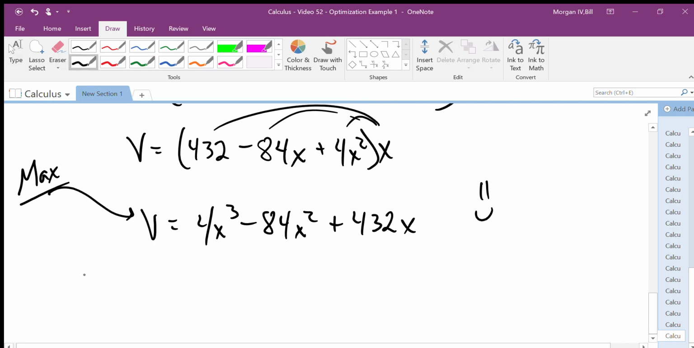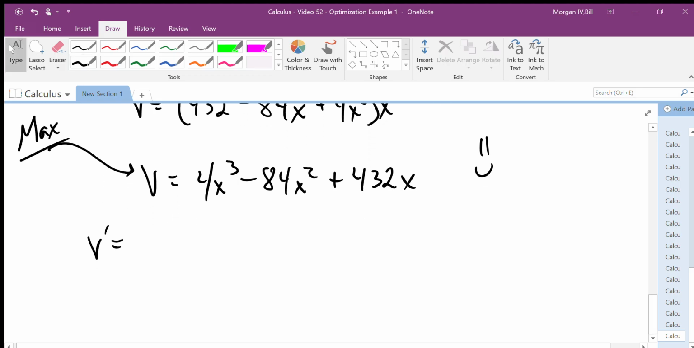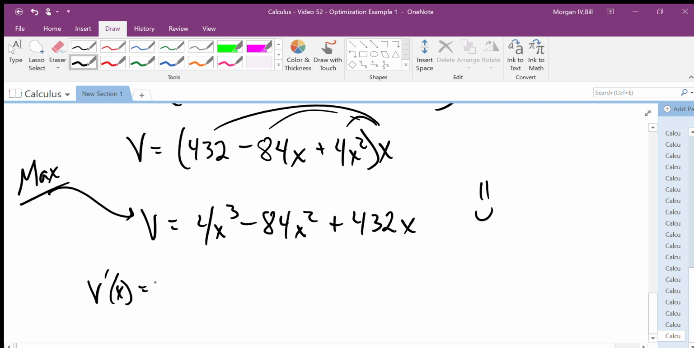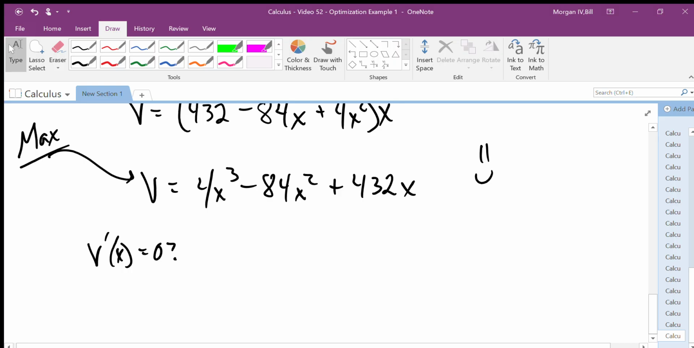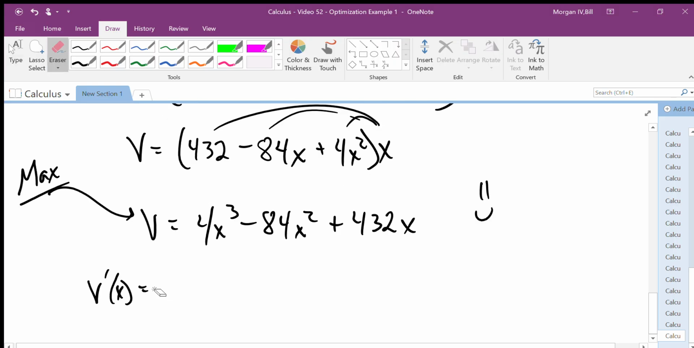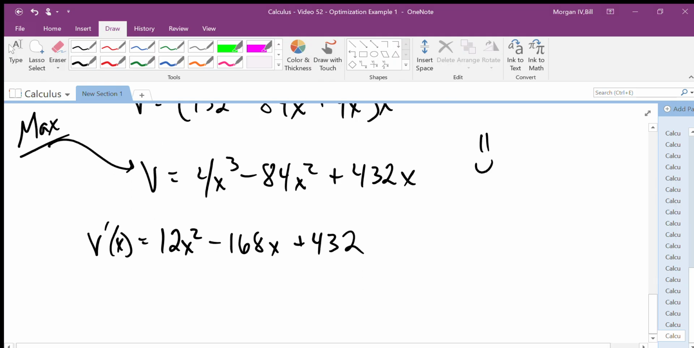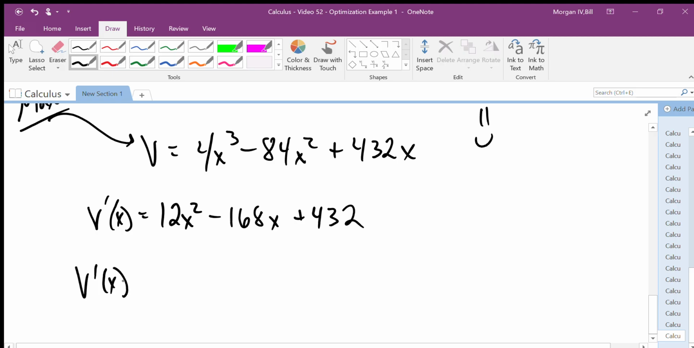Now we can just take the derivative and check out the relative extrema. So when is the derivative equal to 0 and when is it undefined? We have a polynomial here, 4x cubed minus 84x squared plus 432x. So the derivative will never be undefined. So really, we're just trying to see when is the derivative equal to 0. Well, what is the derivative? I guess I should start there. The derivative is equal to 12x squared minus 168x plus 432. So the question is, when is it equal to 0?